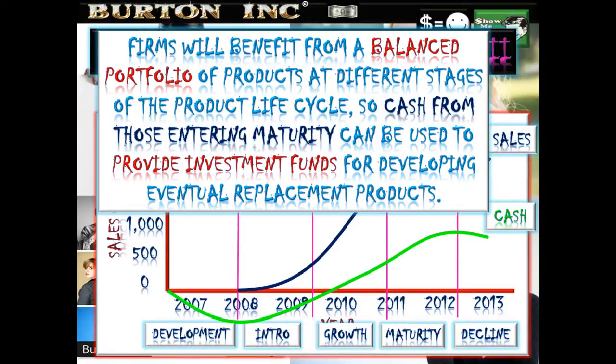So when you've got some products in the maturity, you want to be using the cash generated from those to start your development of new products that move through the cycle again. So we say that cash from those entering the maturity phase of the product life cycle can be used to provide investment funds for developing eventual replacement products.